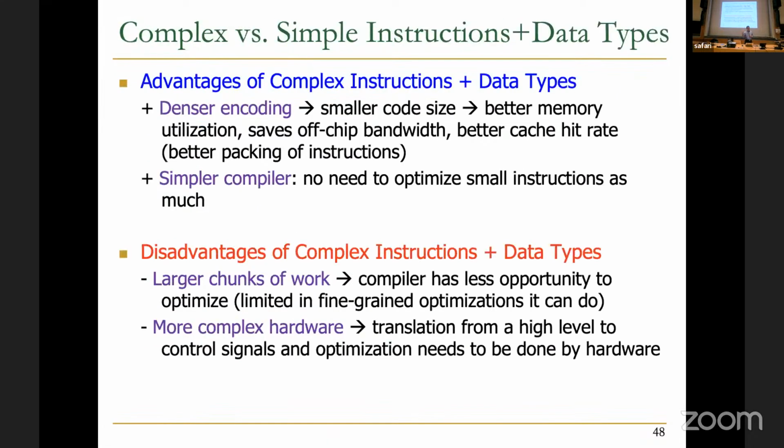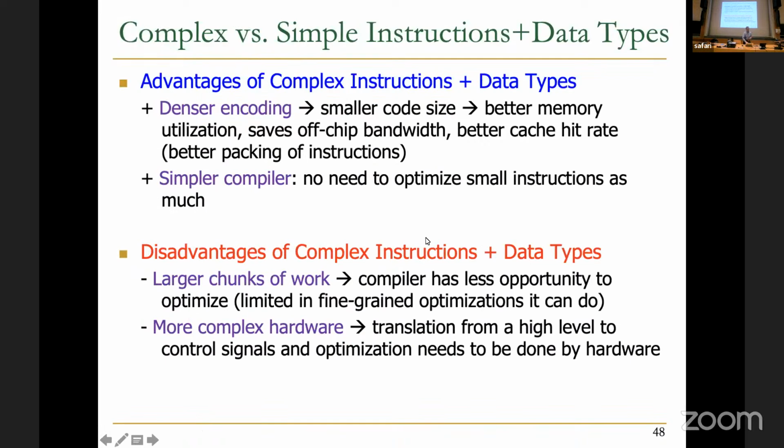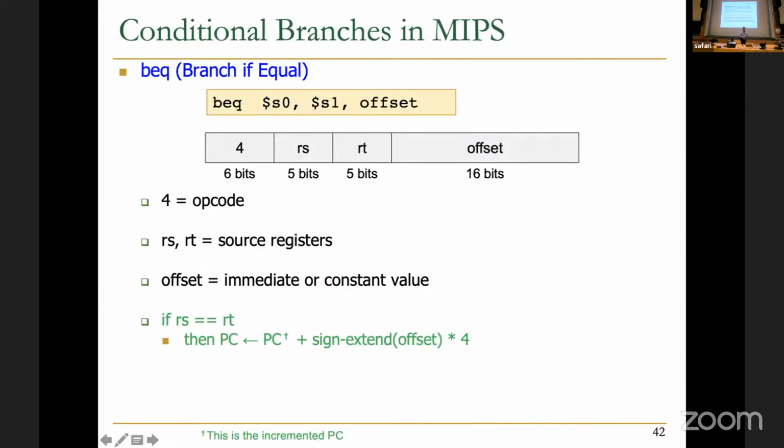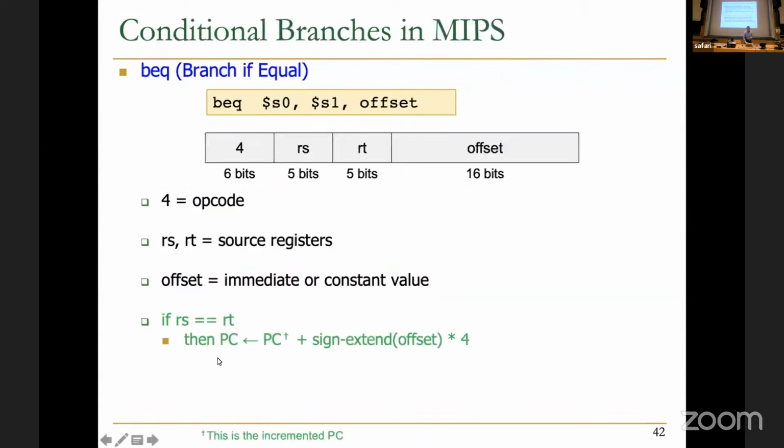And we've already seen this, right? Advantages of complex instructions, complex data types, complex addressing modes. You get denser encoding. So your instruction working sets are much smaller. And you get a simpler compiler. On the other hand, you get disadvantages. You get larger chunks of work, which are harder to optimize. The compiler has a lot less opportunity to optimize, and you get more complex hardware.